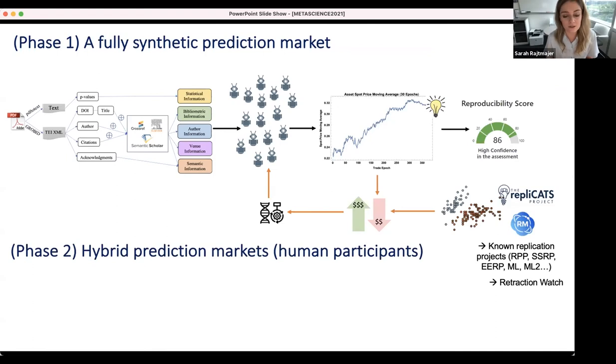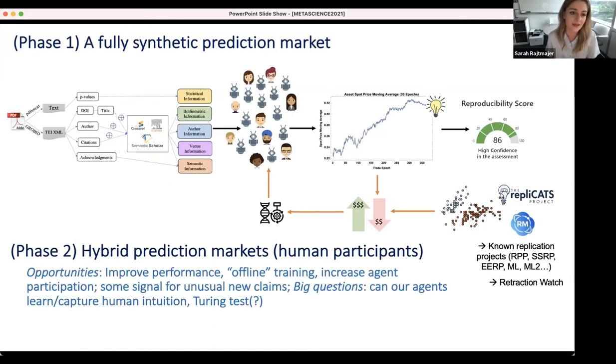What we're moving to now are hybrid prediction markets. This is something I'm really excited about in our approach. In the winter, we'll have human participants participating alongside our bot traders. I'm animating here with some human beings in this loop, so you can see where they will be. There are a lot of open questions, and a lot of interesting opportunities for fundamental and also very practical research in this regard.